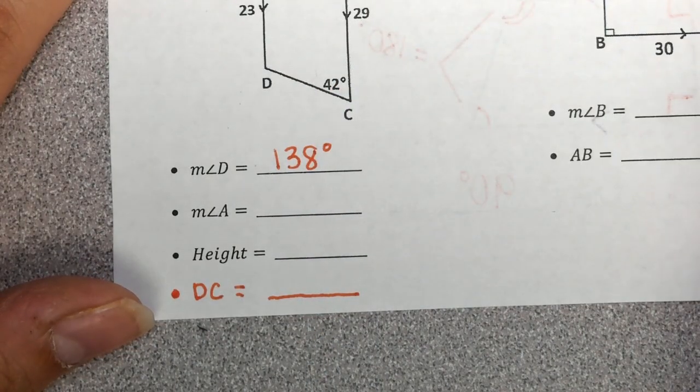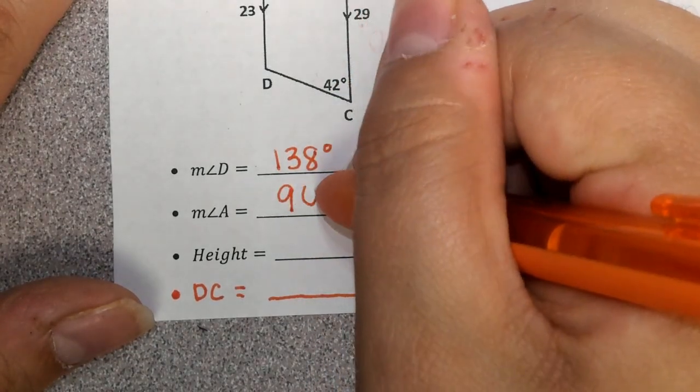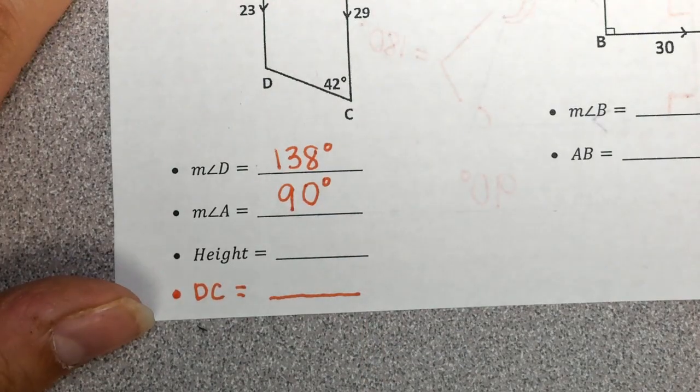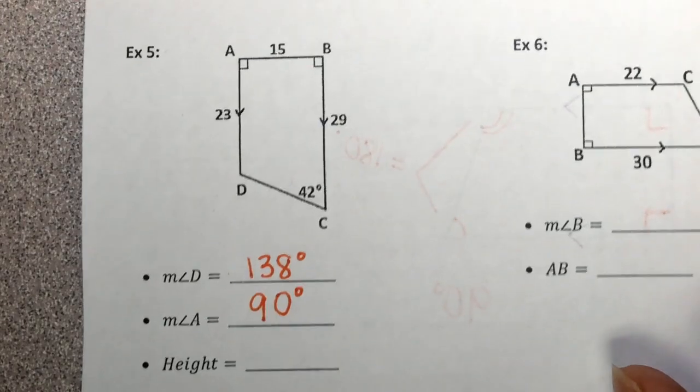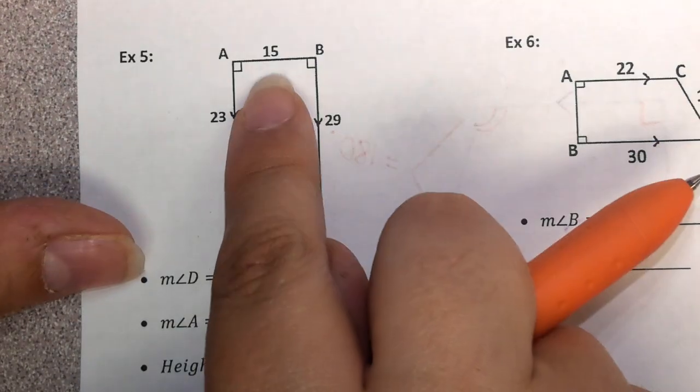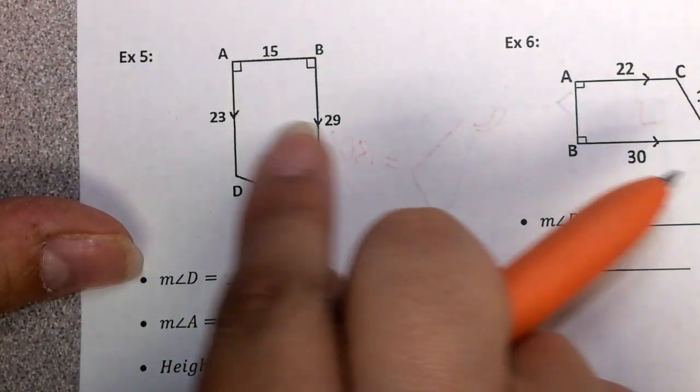What's angle A? What's my height? 15. Why? Because it's the altitude. It's between the two parallel lines. How tall is it? This is sideways. It is 15.